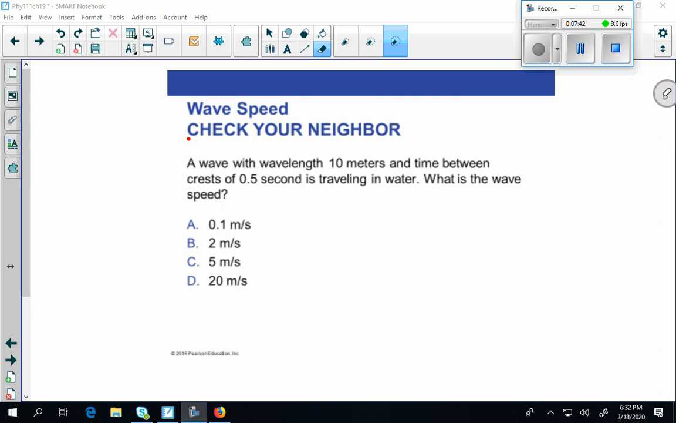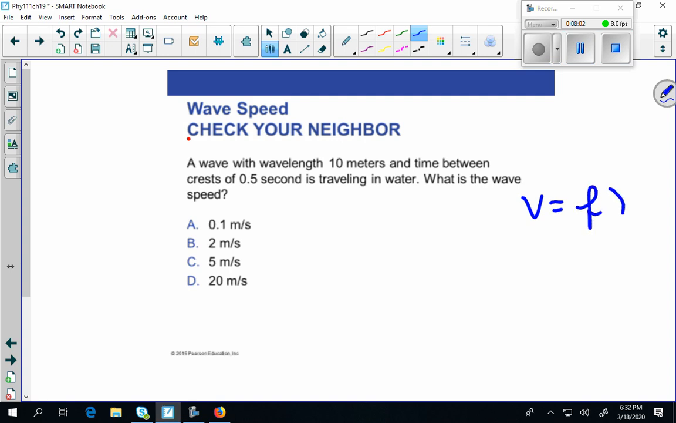All right, let's look at this. Say I have a wavelength of 10 meters in a wave. Time in between crests is 0.5 seconds. That's telling us something important. And it's traveling in the water. I want to know, what is the wave speed? Well, I know the wave speed is equal to the frequency times the wavelength. If the time in between crests is 0.5 seconds, a half a second from crest to crest, what is the frequency?